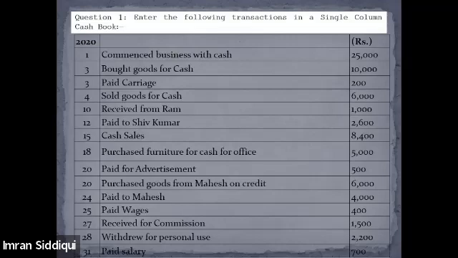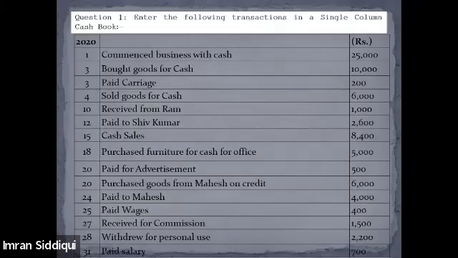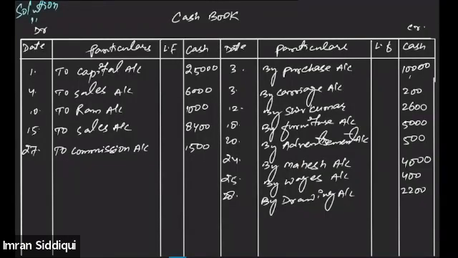Then on 28th, withdrew for personal use. Tell me, drawing for personal use will cause any effect on the availability of cash or not? Yes sir, it will affect the availability of cash. Overall cash balance will reduce. So we'll be writing this as by drawings account, by 2,200. Then one last item is there, paid salary, 700. So on 31st of the month, by salary account. Amount is 700. Okay.